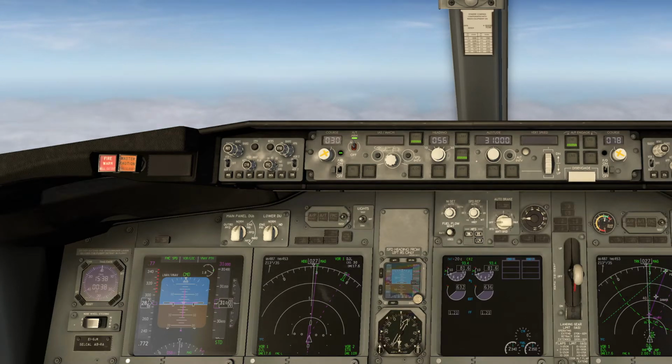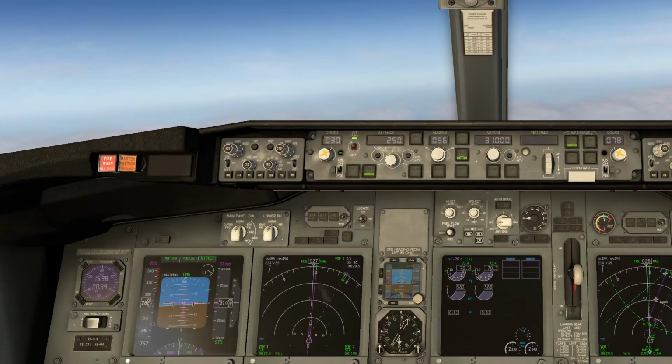We are approaching the ring for the descent. In fact, we could start already to give us some time. So disengage VNAV, and switch to speed hold. So speed will be 250. Throttle decreasing.